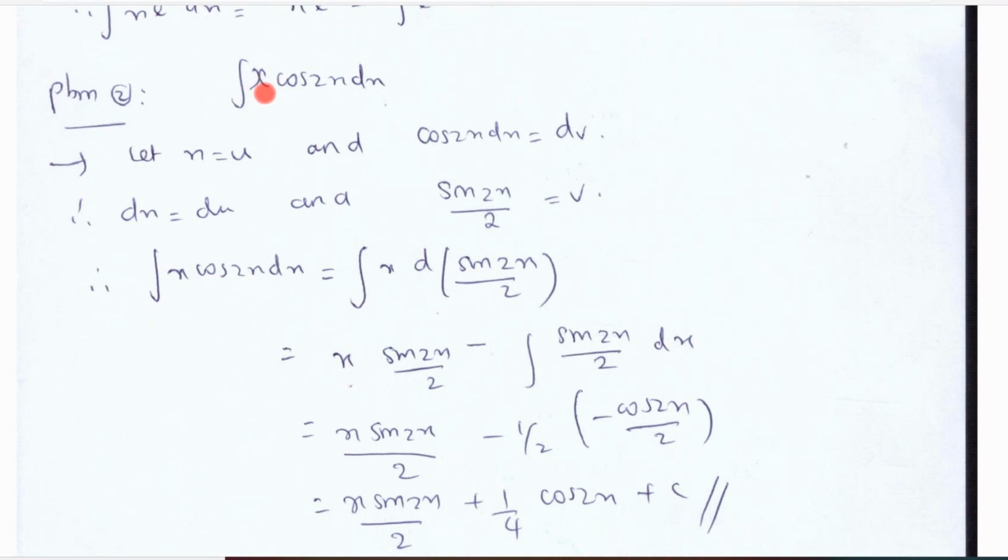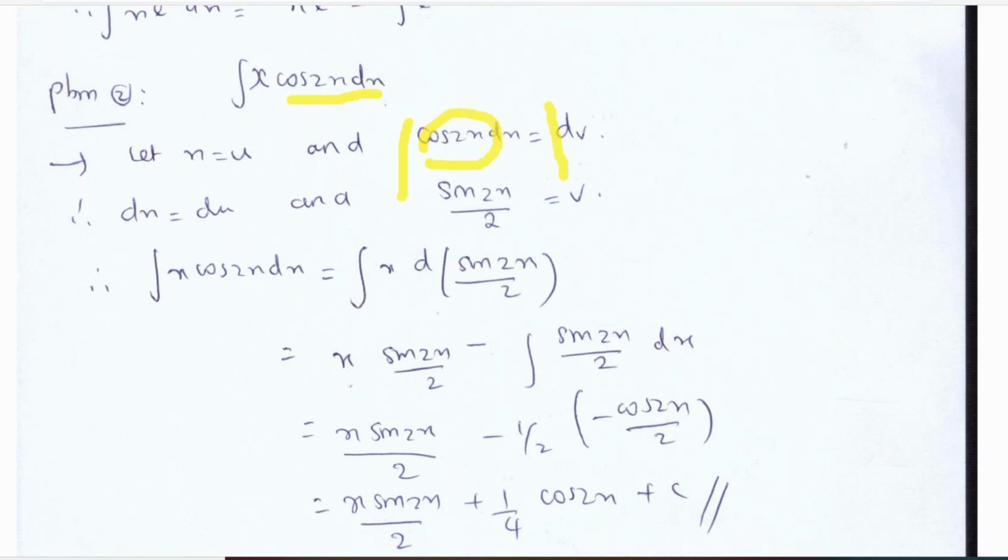The next problem is integral cos x cos 2x dx. Here there are no inverse functions or logarithmic functions, but we have trigonometric as well as algebraic functions. So we need to give the first priority to algebraic functions. Here the algebraic function is x, so that can be taken as u, and the remaining part is dv.